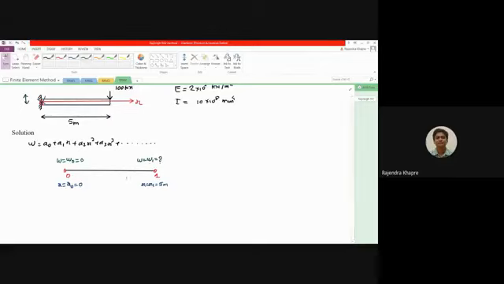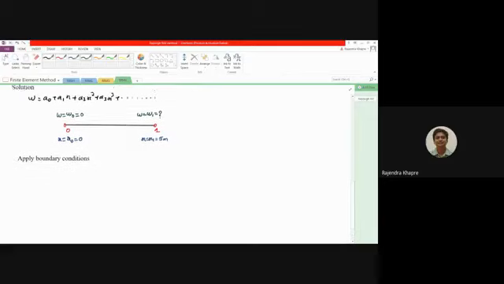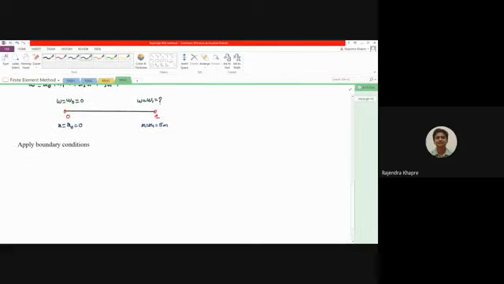Now the first thing we have to do, before solving the problem, is apply the boundary conditions. Coming to the boundary conditions, we have 2 points. One is point number 0 and the second one is point number 1. So let me write down, at point number 0.